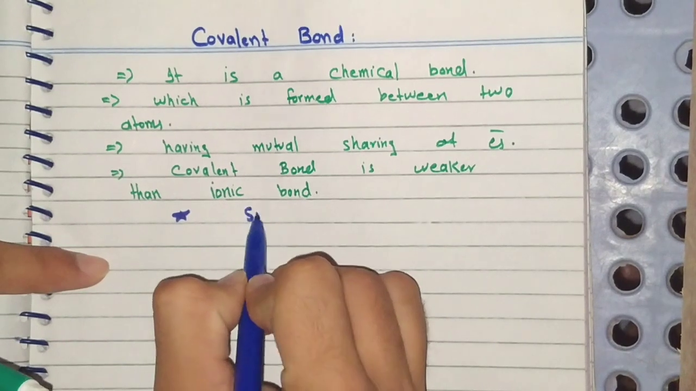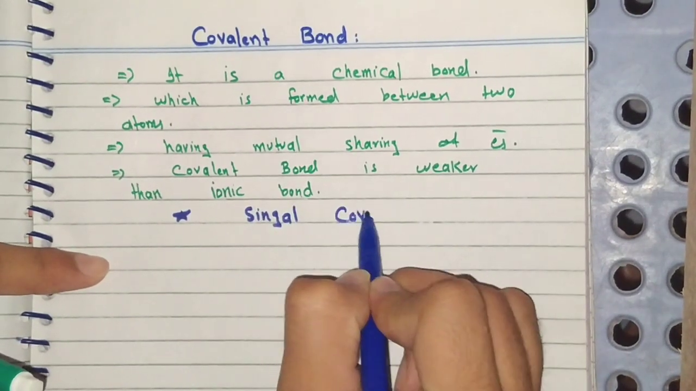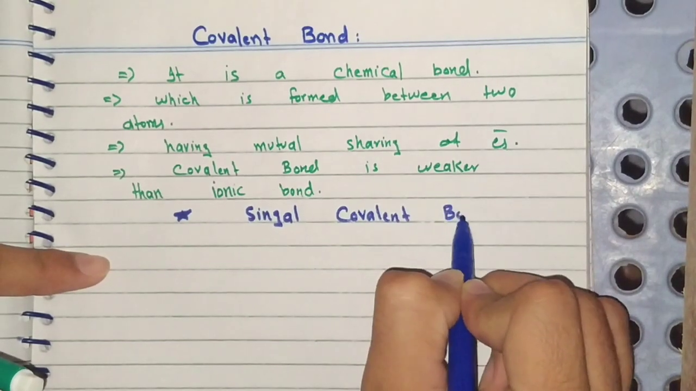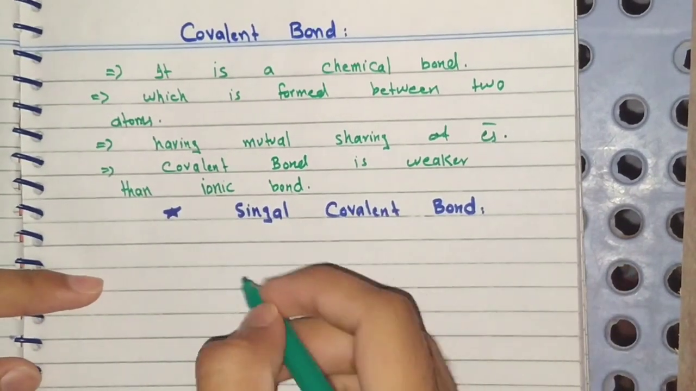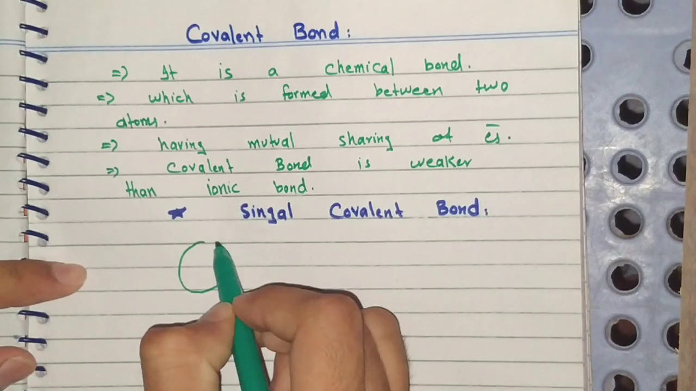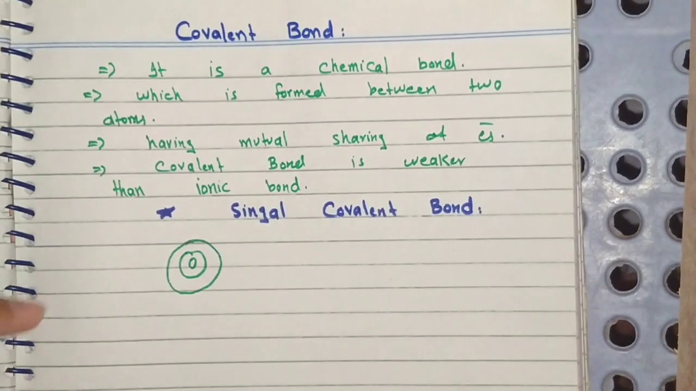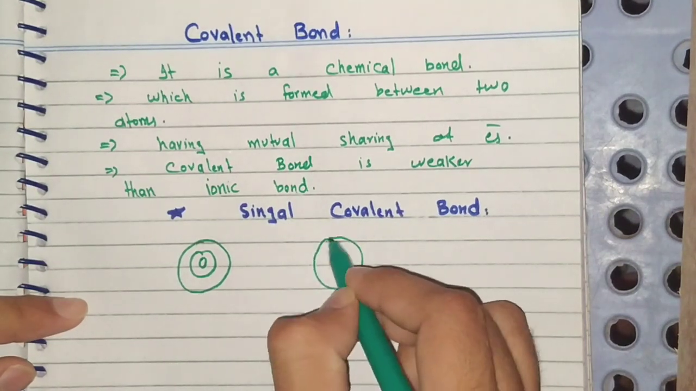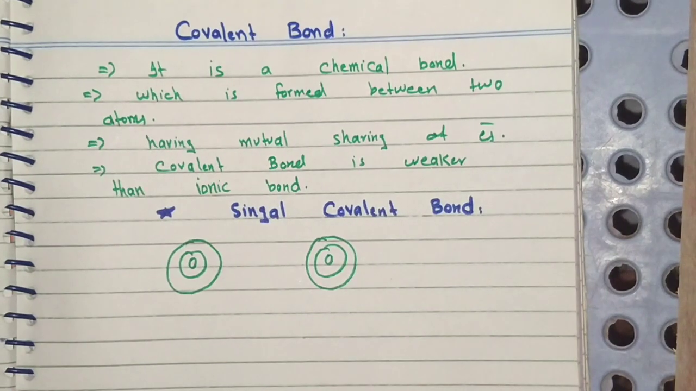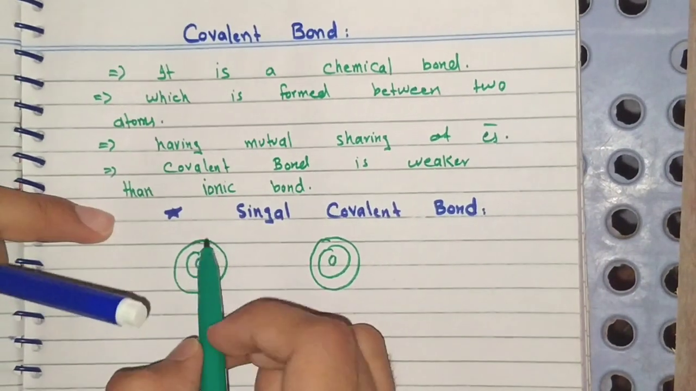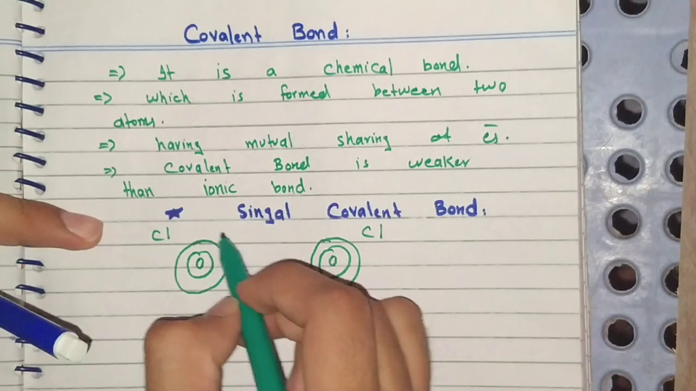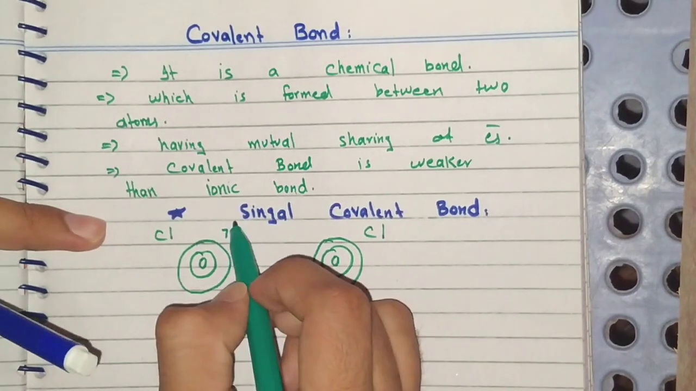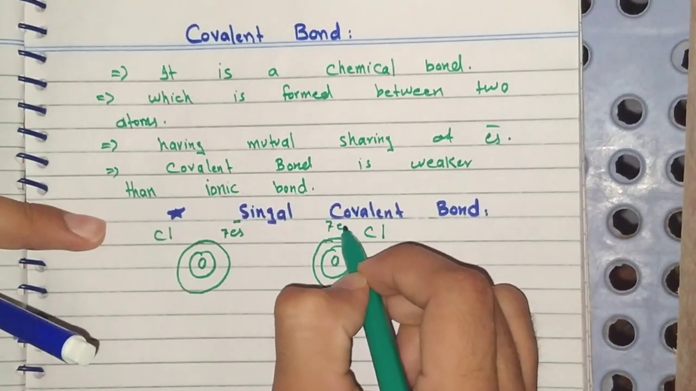So first, single covalent bond. For example, we have two chlorine atoms. That is one chlorine atom and that is another chlorine atom. We all know that in the valence shell of chlorine there are 7 electrons. Here 7 electrons.